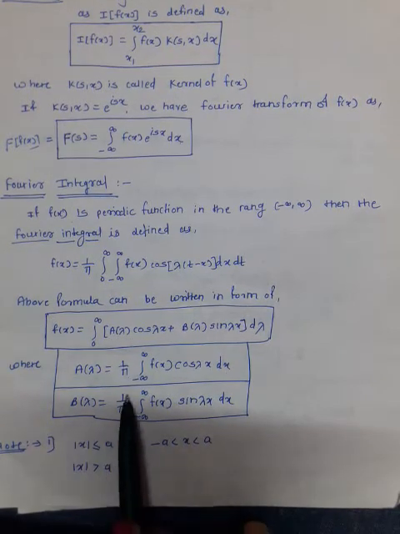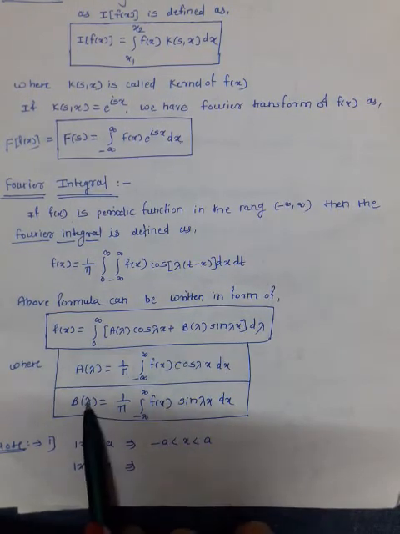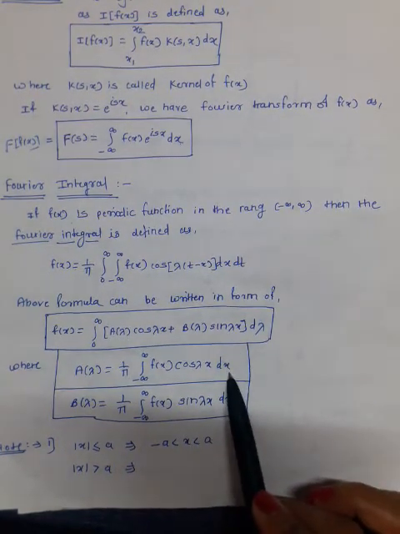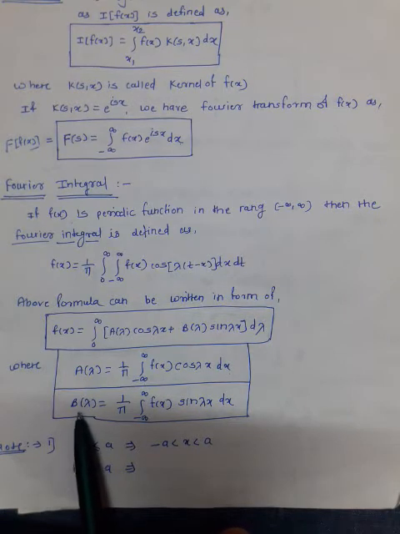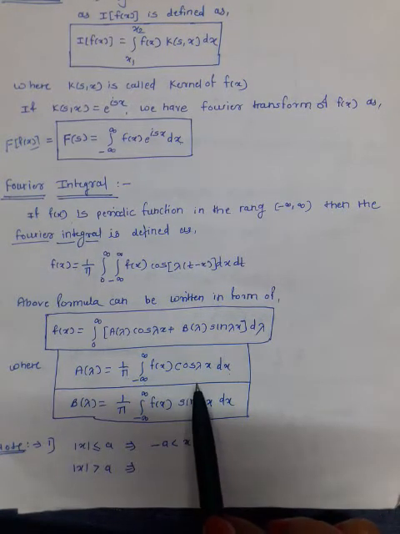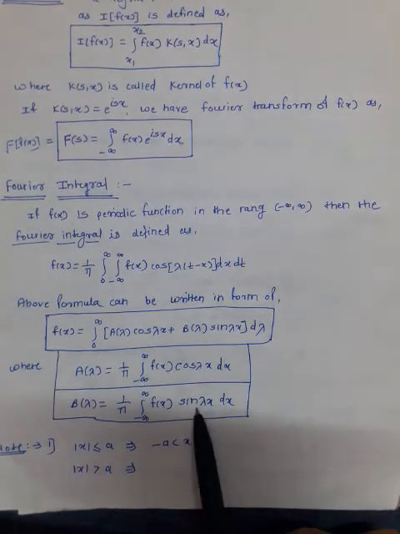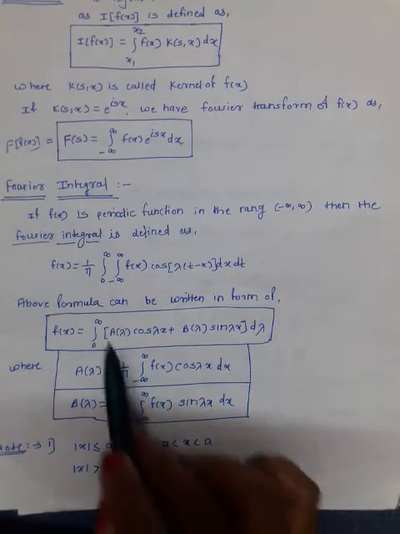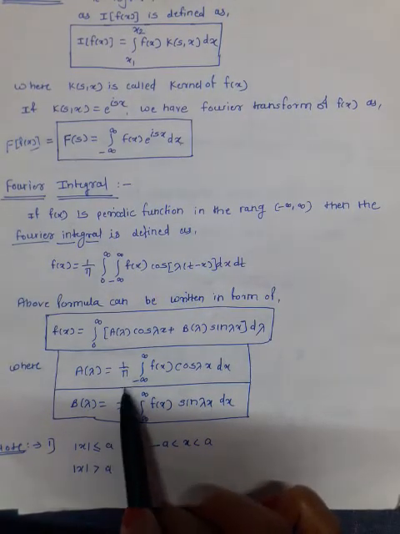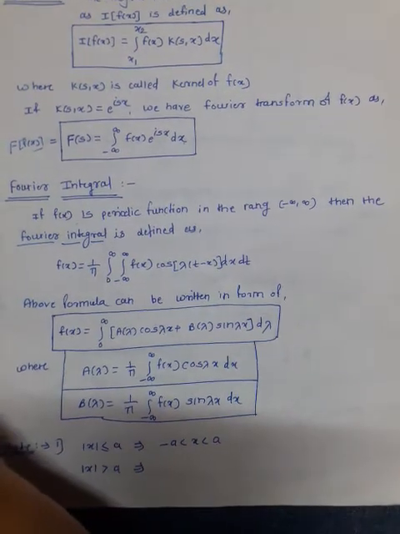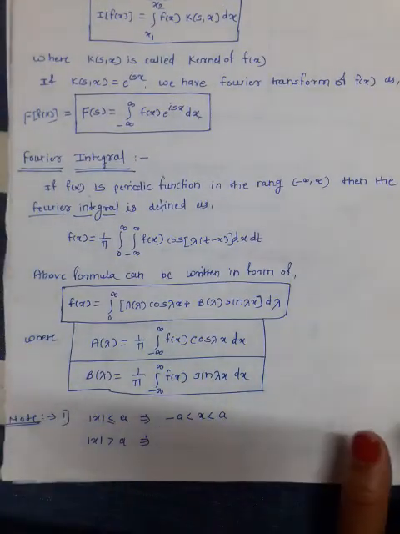Again 1 upon pi, and what is B(lambda)? Just replace cos by sin here, that's it. Just mug up these two. You can make the change in A(lambda) to get B(lambda): replace cos(lambda x) by sin(lambda x). Now these are the three basic formulas of Fourier integral. Now let us see some examples dependent on the Fourier integral.